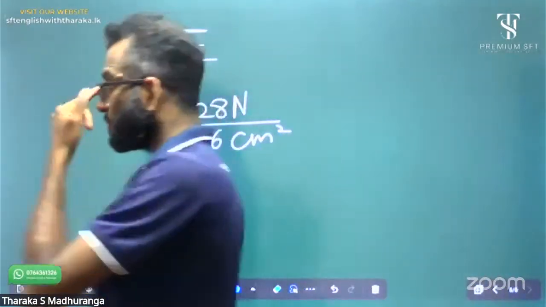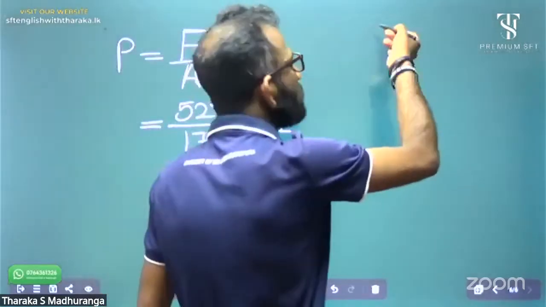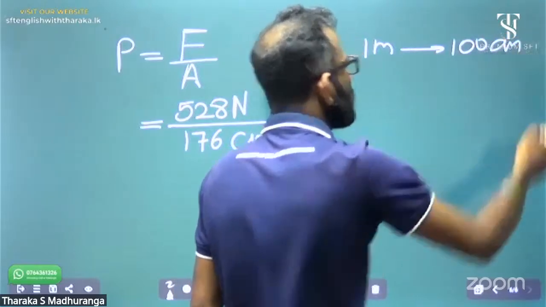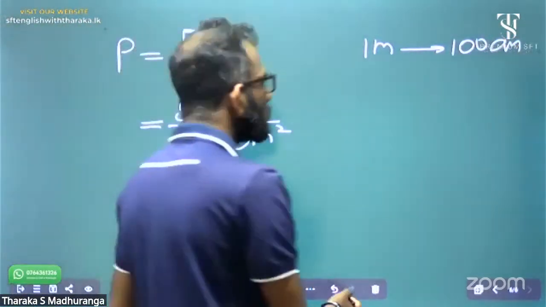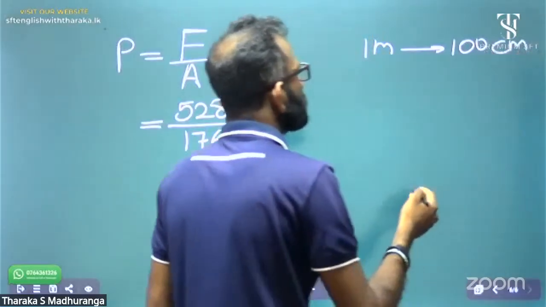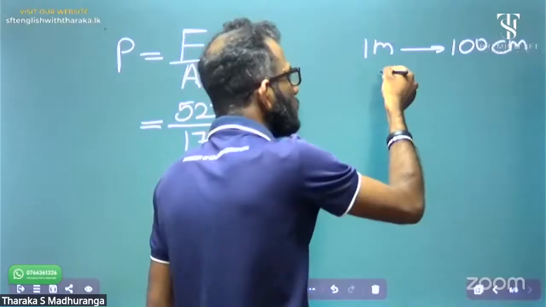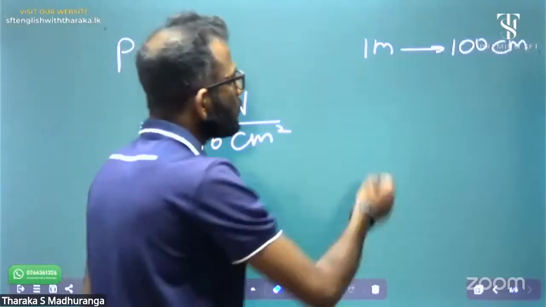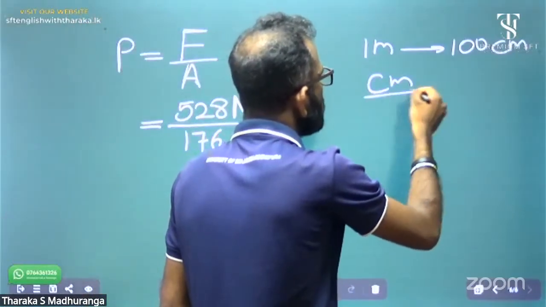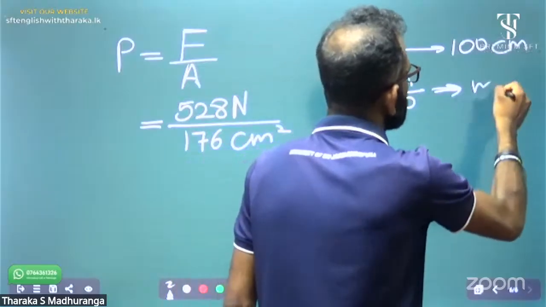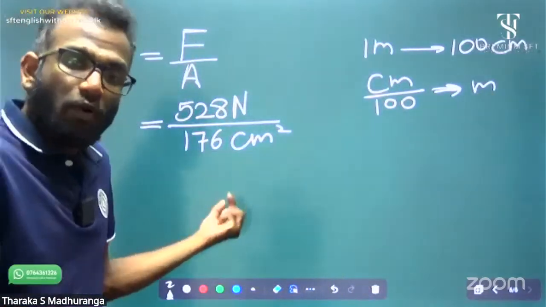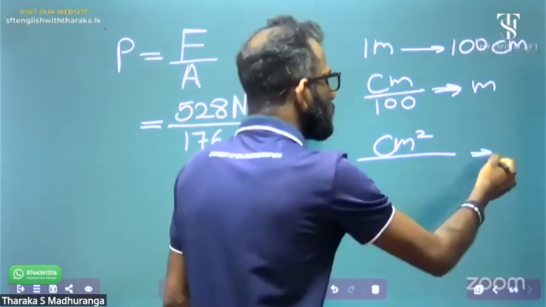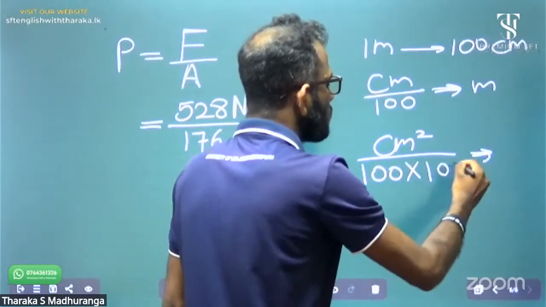Very good, Kabir. Do you remember how many centimeters per 1 meter? 100 centimeters equal 1 meter. Then, if you want to convert centimeter into meter, what do you need to do? Divide by 100. But I want square centimeter. How do you convert square centimeters into square meters? Remember, you need to divide by 100 into 100.